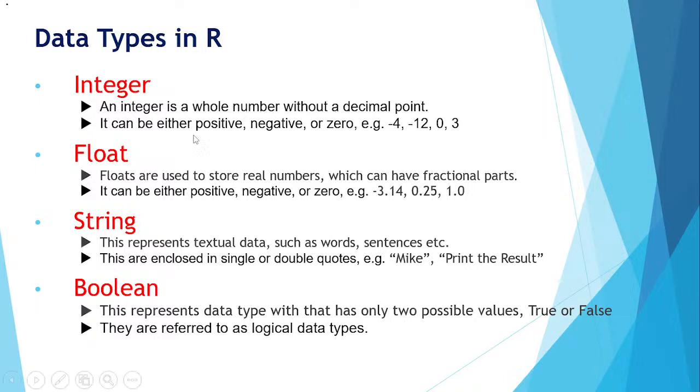Another one, the last data type here, is Boolean. Boolean is a data type which has only two possible values, true or false. Is it going to rain? Yes or no. But in this case, it is true or false. So it's a logical data type.